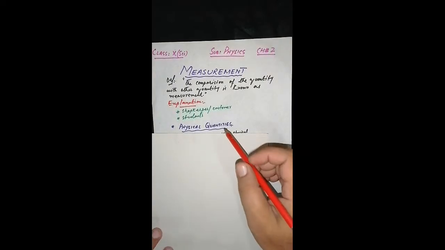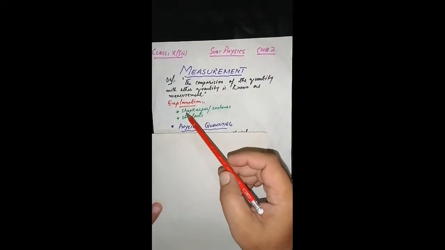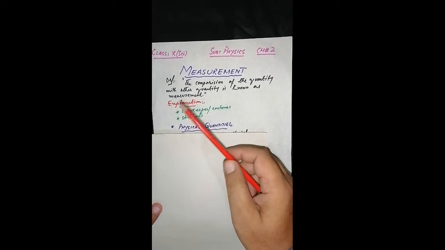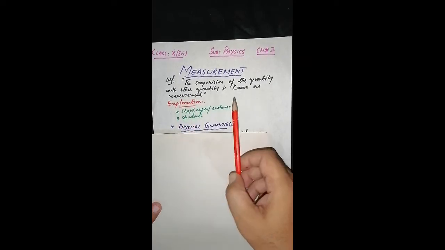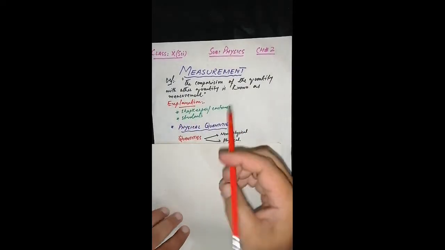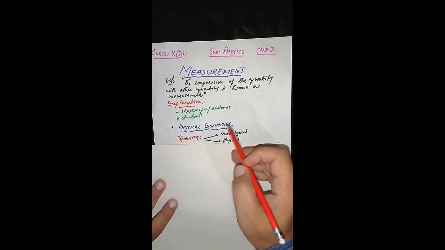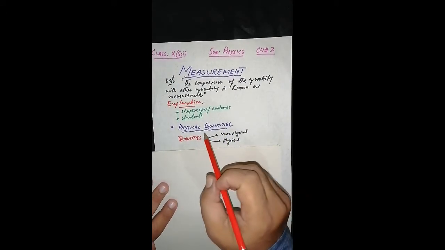This is the definition of measurement, explained with few examples. Now our next topic is physical quantities.